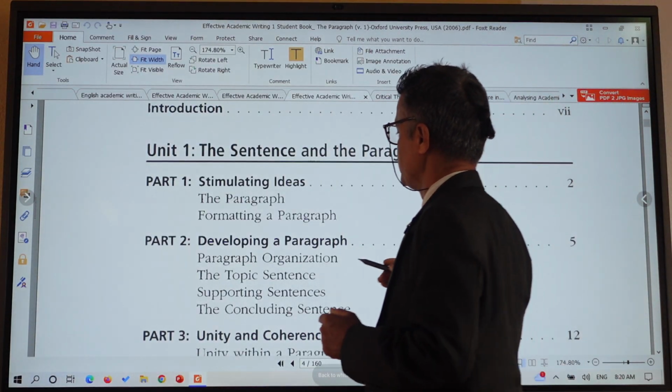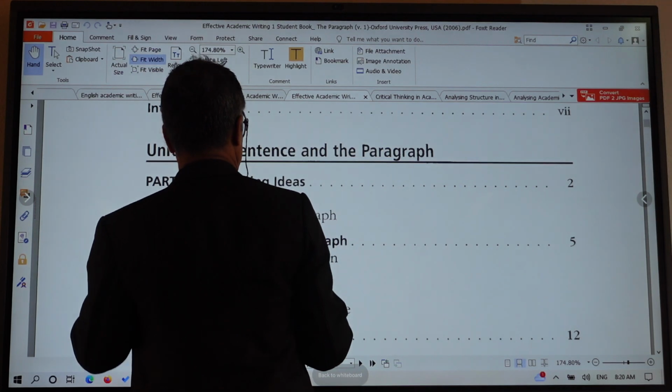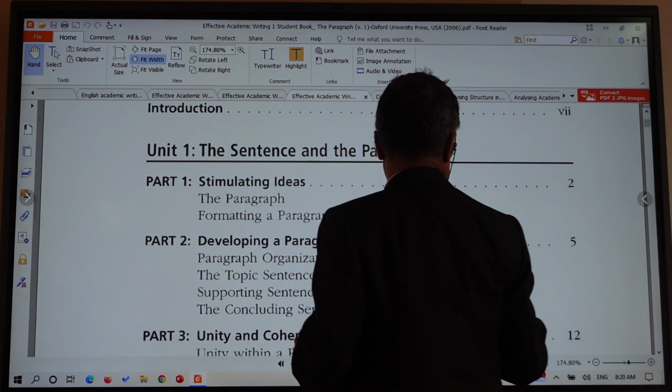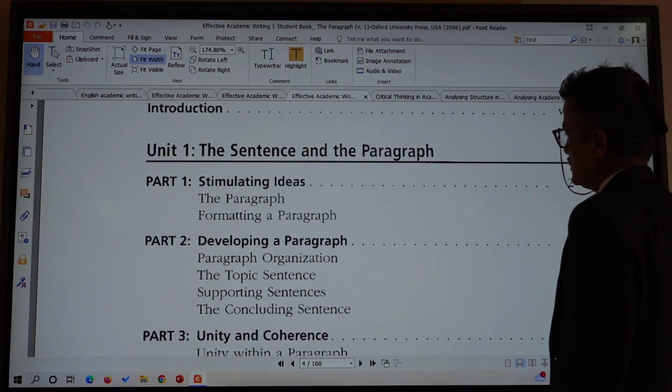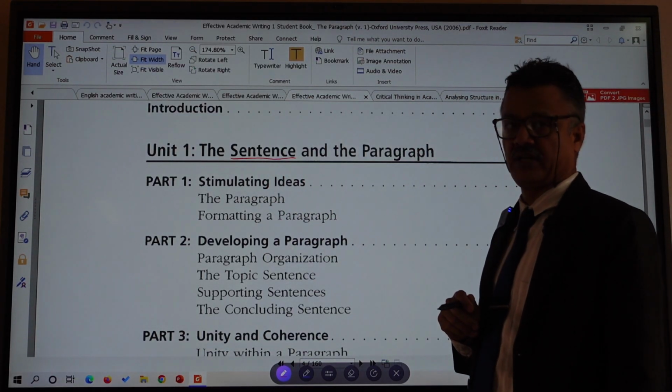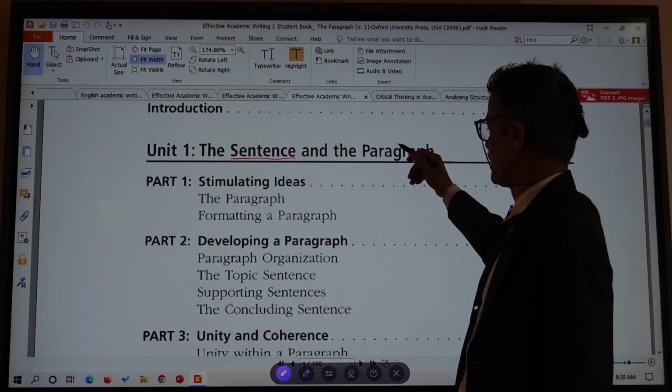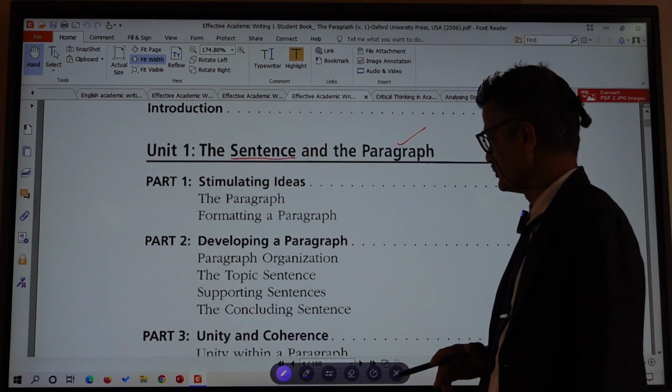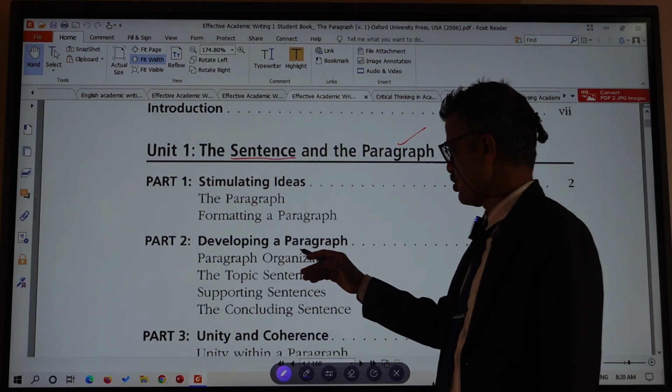So as I said, academic writing is based on good, properly written sentences and properly composed paragraphs, right? It has organization.